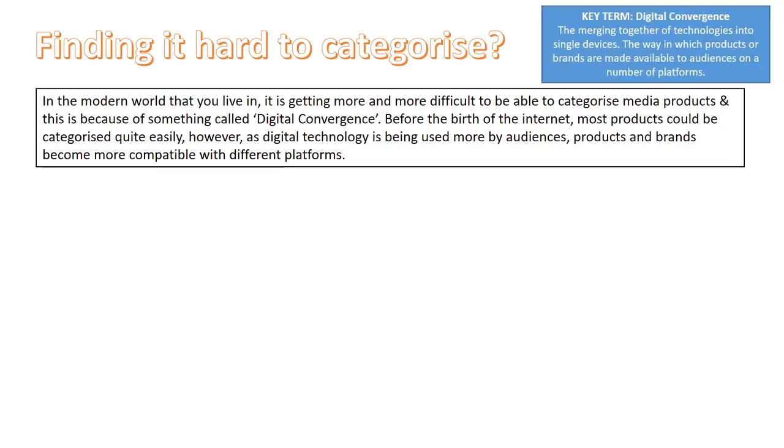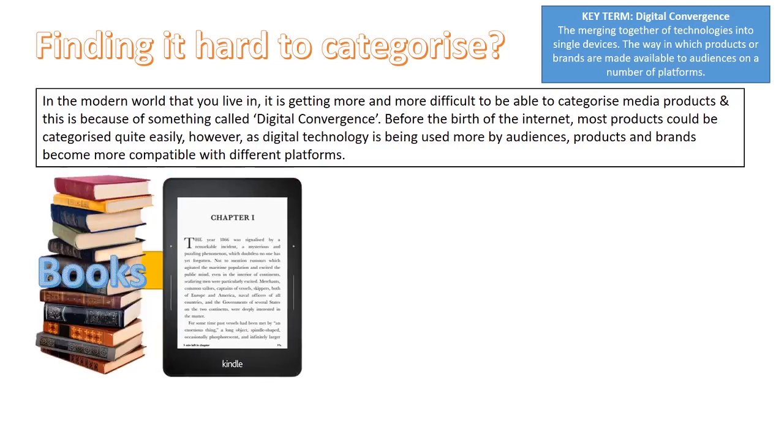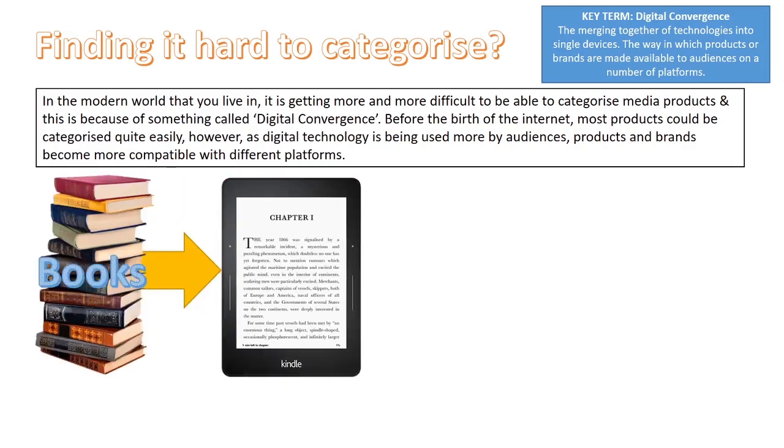So if we look at books, for example, books eventually were replaced as technology developed into things like the Kindle. Some of your parents may have these.